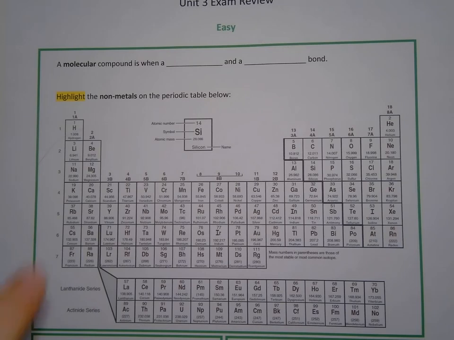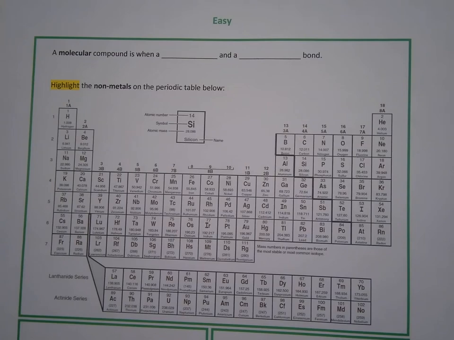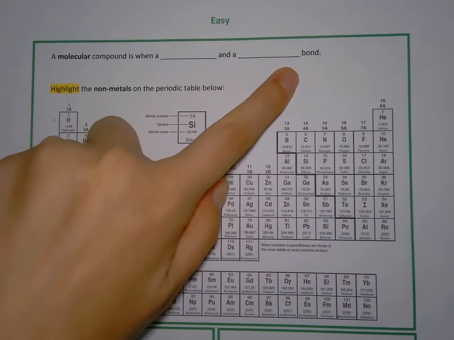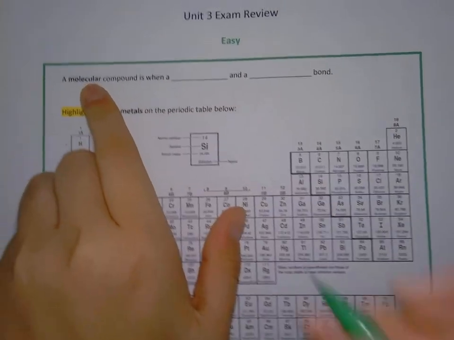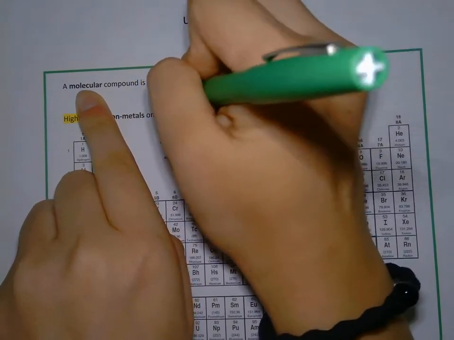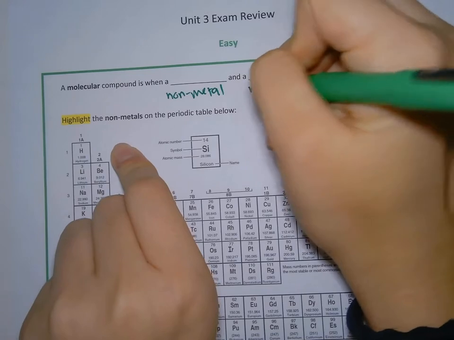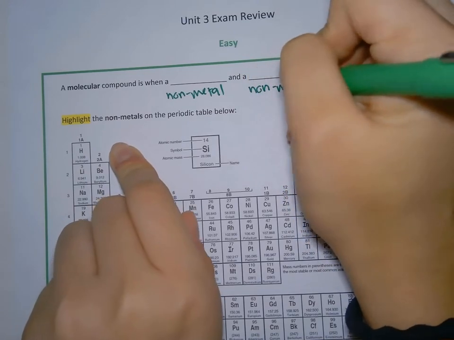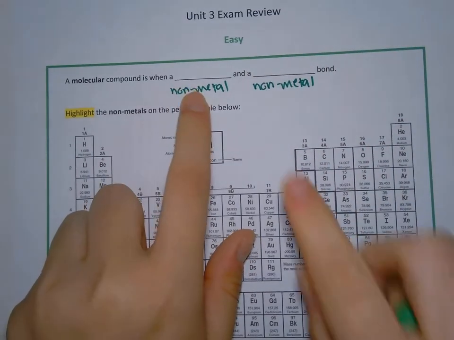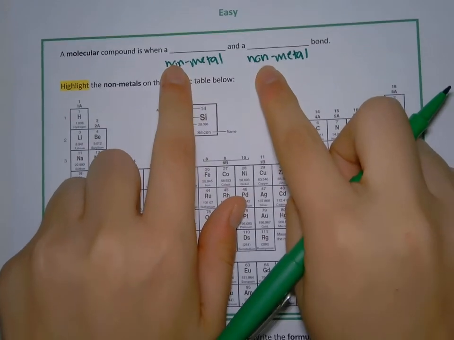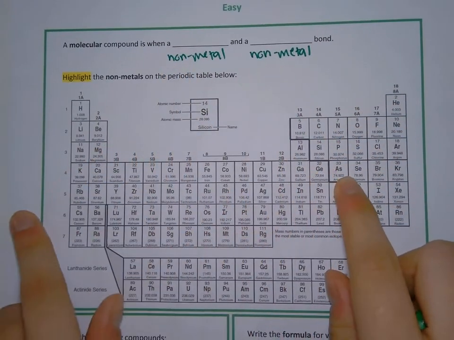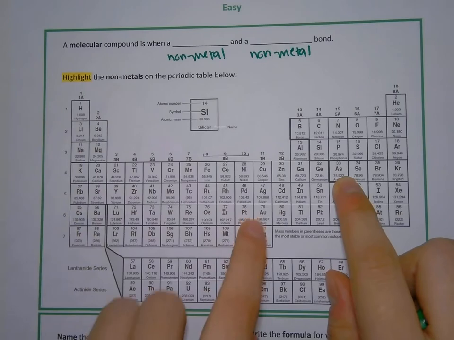All right, so first thing, a molecular compound is when a blank and a blank bond. Molecular means non-metal and a non-metal, so two non-metals. You have to be able to look at the periodic table and identify where my nonmetals are so that you can determine if it's molecular or ionic.